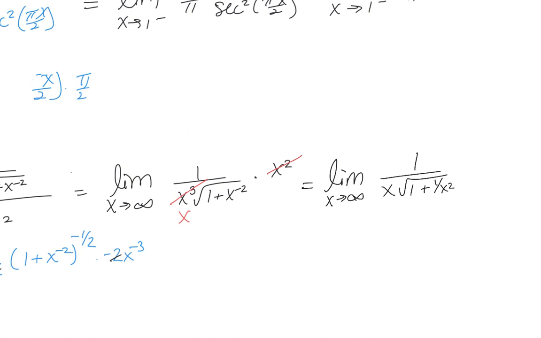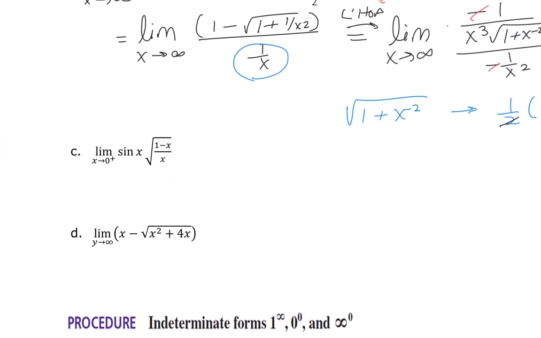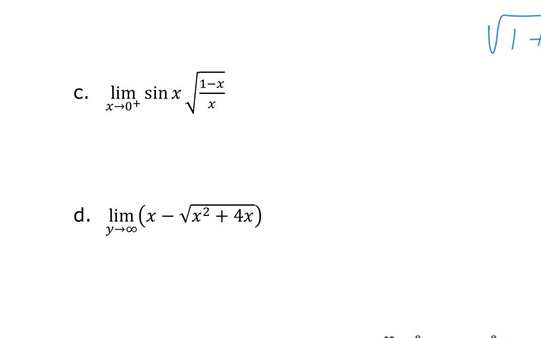As x goes to infinity, this will go to 0. This will go to infinity. So I have basically infinity on the denominator, which we know goes to 0. A lot of algebra in this section. All right, let's take a look at the last two.